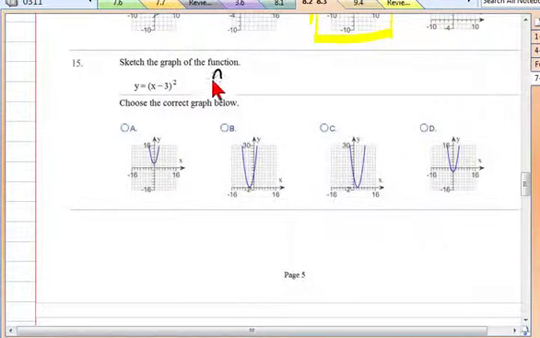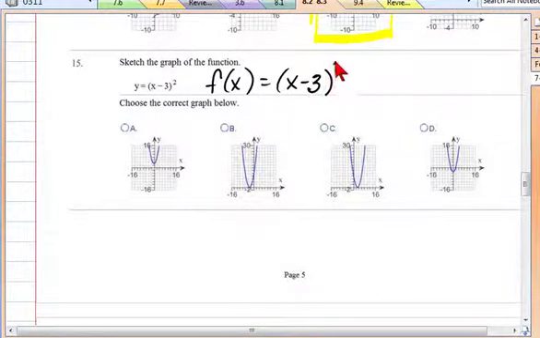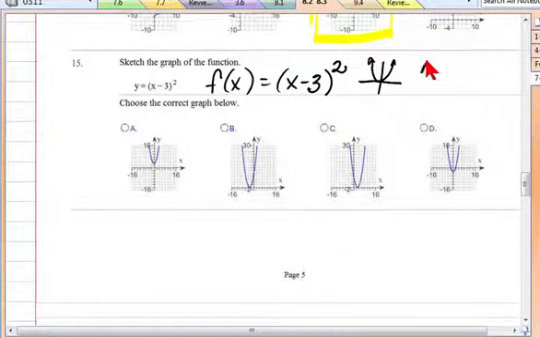This one asks you to find the graph of f of x is equal to (x minus 3) squared. Well, we haven't done one of these in a little bit. What does the squaring function look like? It looks like the U. Is the minus 3 inside or outside? It's inside. So which way does it shift? It goes to the right 3.